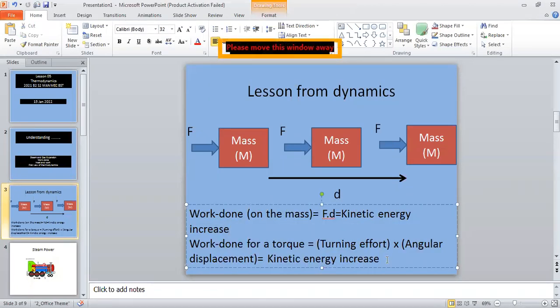Kinetic energy means you can see kinetic energy increase, but you can see this is something related to the velocity, the rate of change of the displacement. So this kinetic energy is something related to velocity or the movement of the mass, or the motion of the mass.